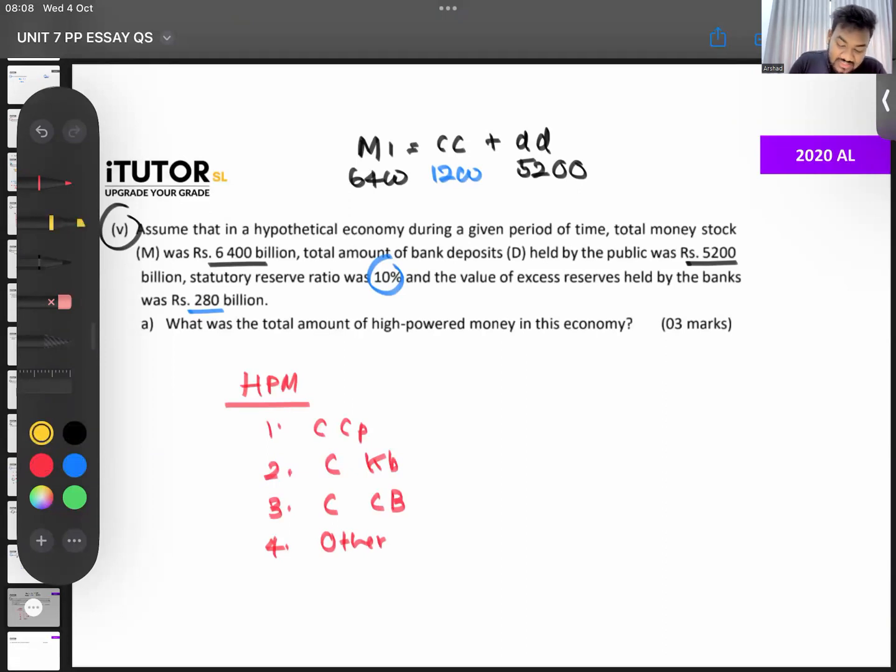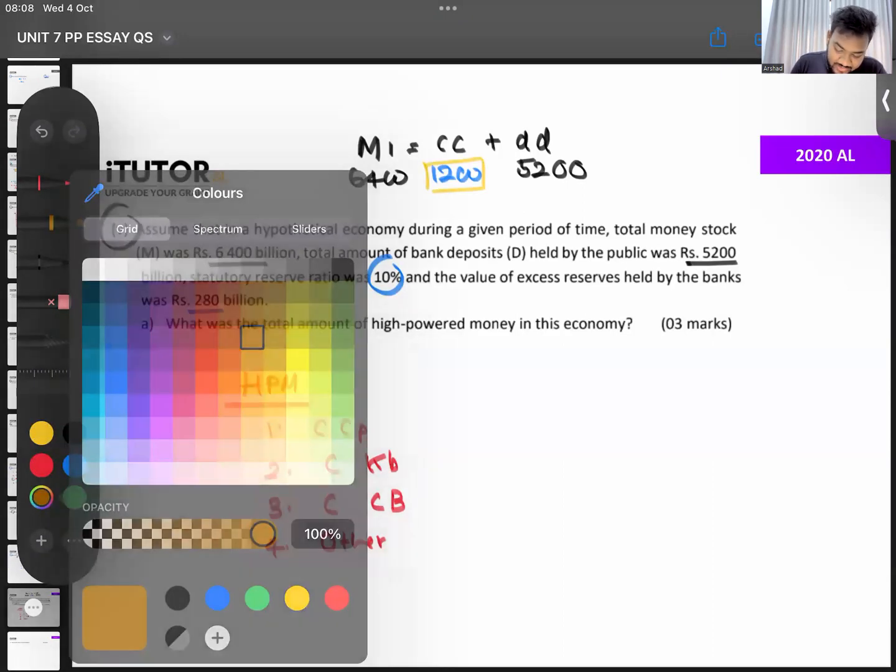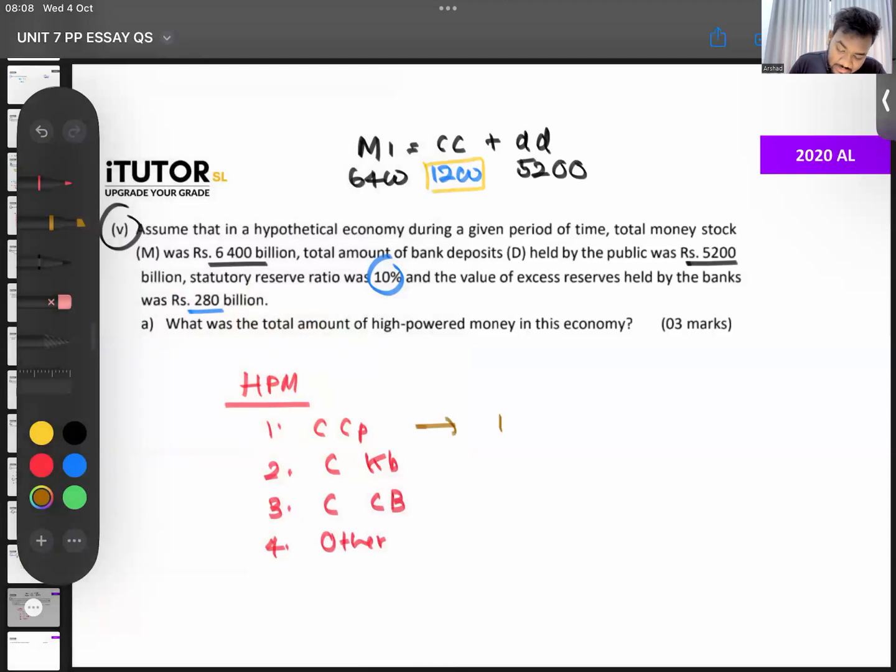Number 1 that we found is currency held by public, 1,200. Okay, so it's currency held by public 1,200. Currency held by commercial banks. So commercial banks, they usually keep excess reserves with them. So how much is that? Value of excess reserve by the bank is 280. So this is the currency held by commercial banks.